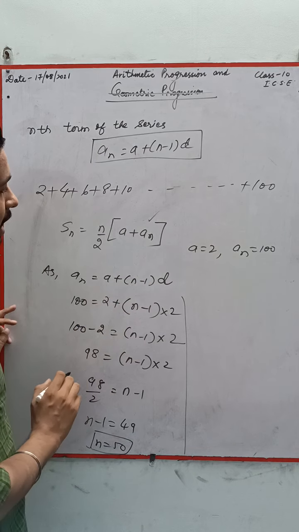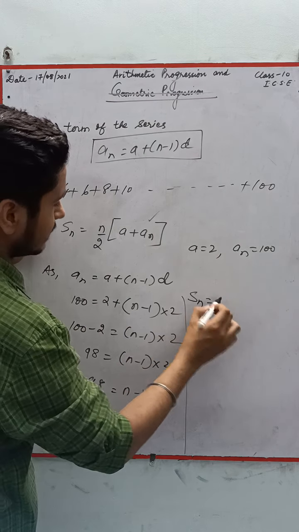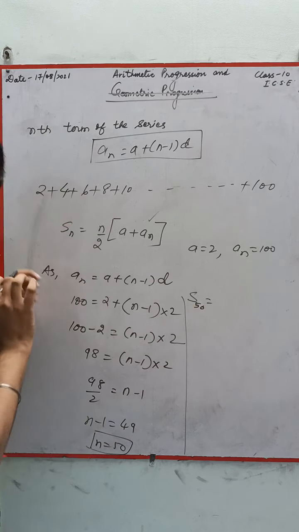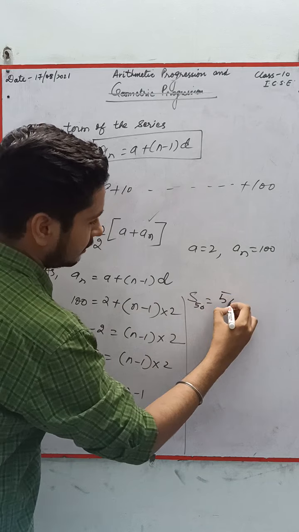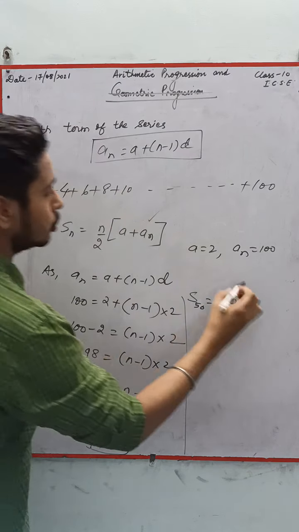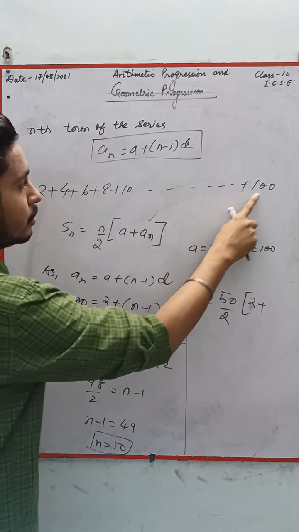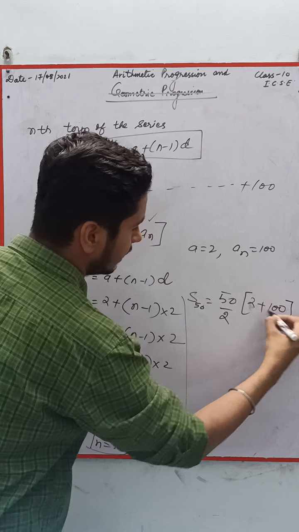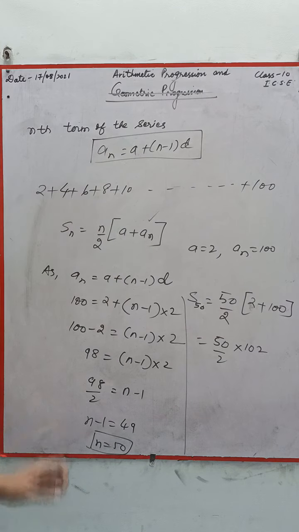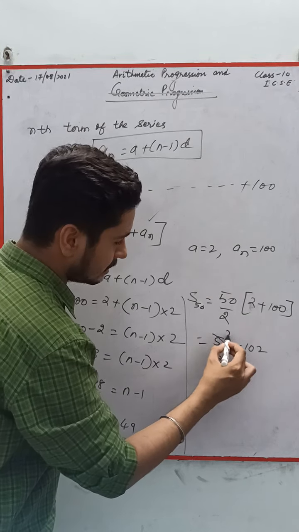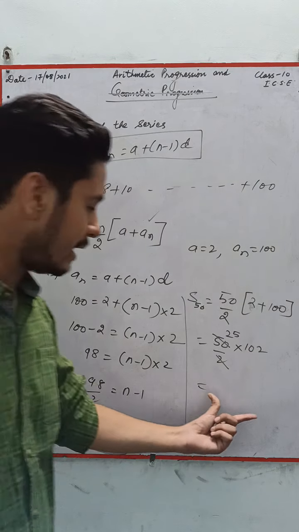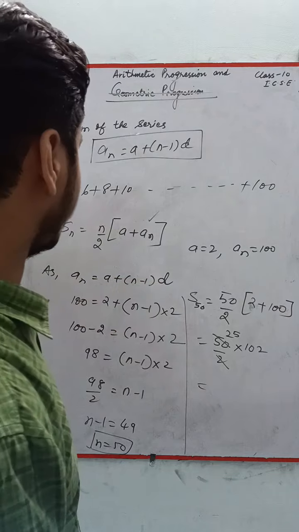Now put in this formula. So Sn is equal to n upon 2 (a plus an). In place of n we can put 50, so S50. 50 upon 2 bracket a. What is a? 2 plus an. What is an with us? 100. So 50 by 2 into 102. If you cancel this, 25 into 102, you calculate, you will get the answer, what will be the sum of the series.